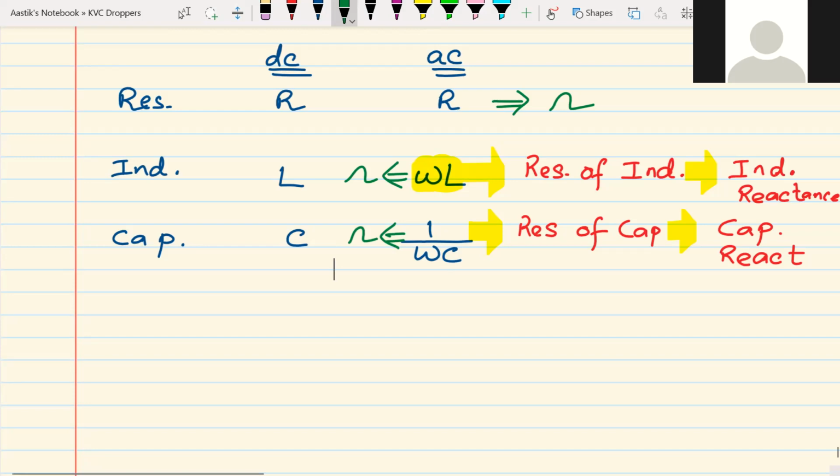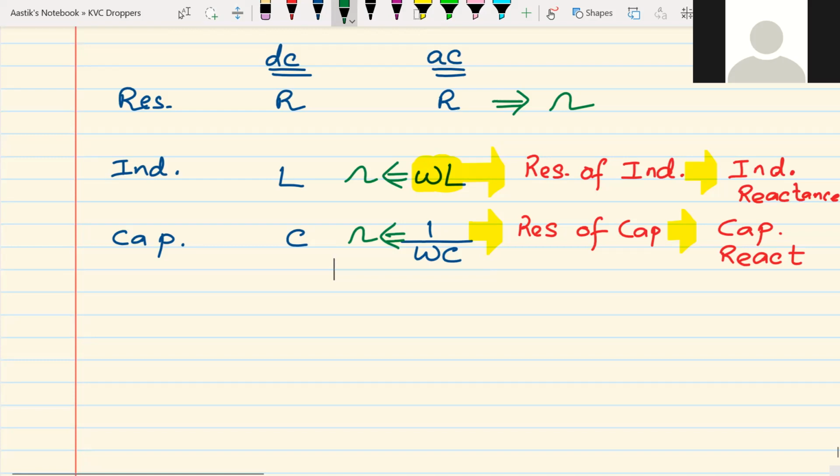Do you understand the difference between AC and DC? In DC, we had resistance, inductance, and capacitance. Here we have resistance, inductive reactance, and capacitive reactance. Well done. All SI units are ohm. Good.